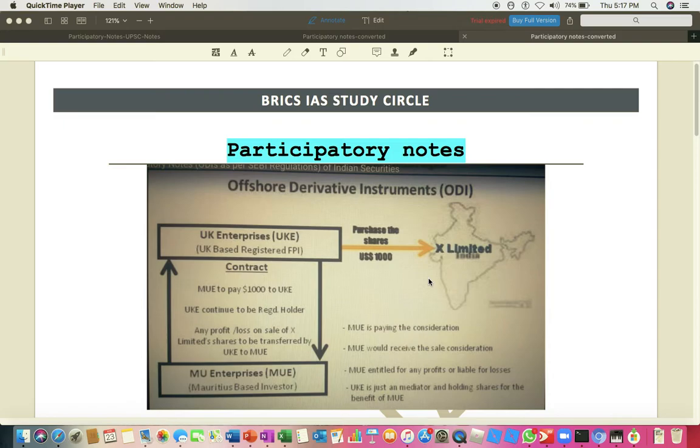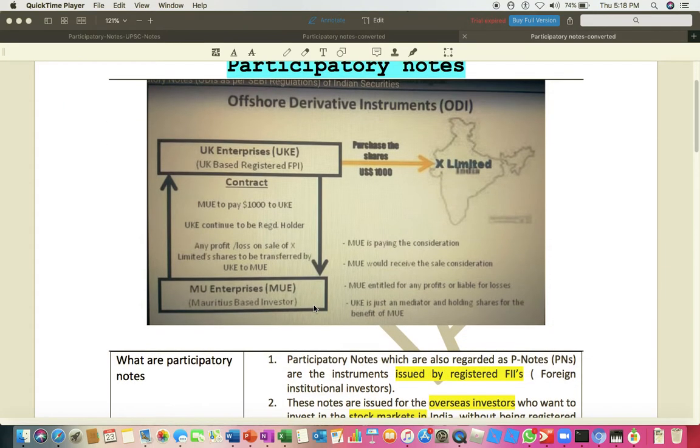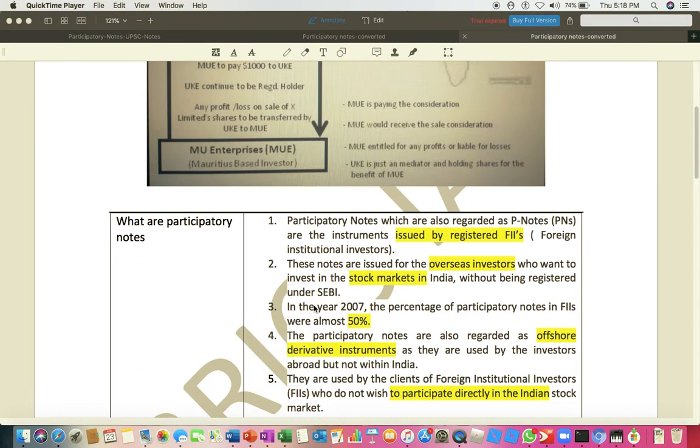All right. Okay, now most of you must not have heard about this participatory notes, but first of all, you need to understand that this concept is related to the stock market and the investments made by foreigners in Indian companies or the Indian stock exchange. All right. Before that, what are participatory notes?